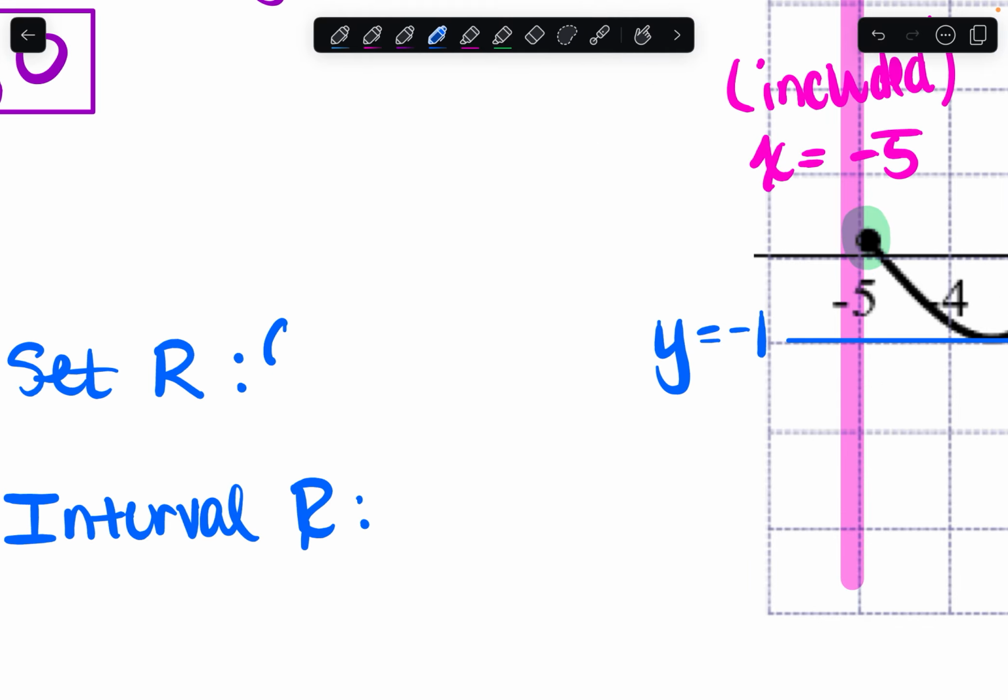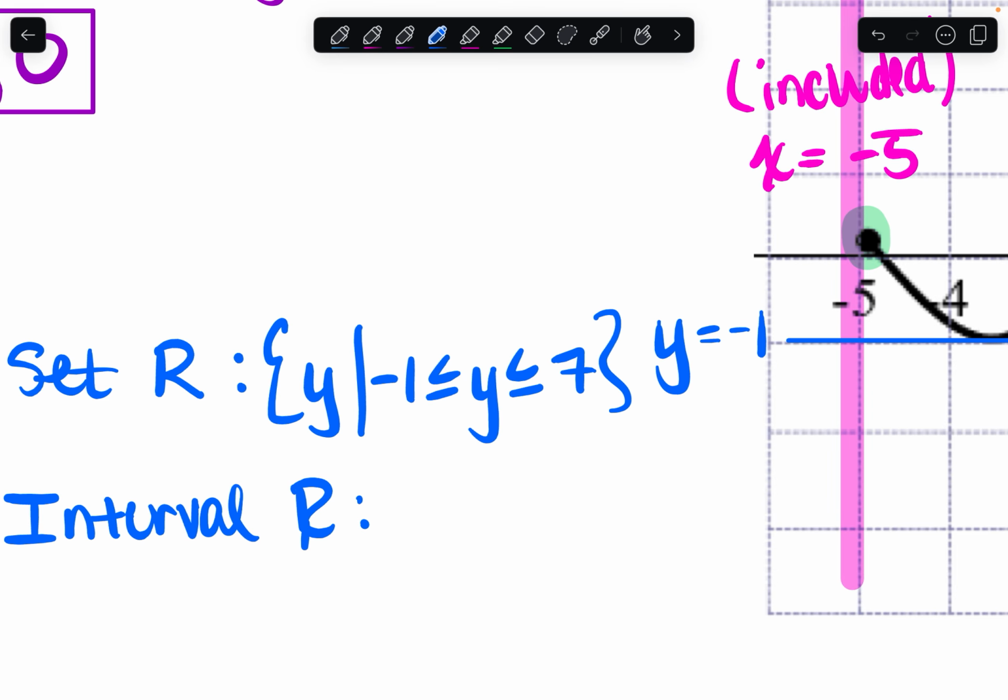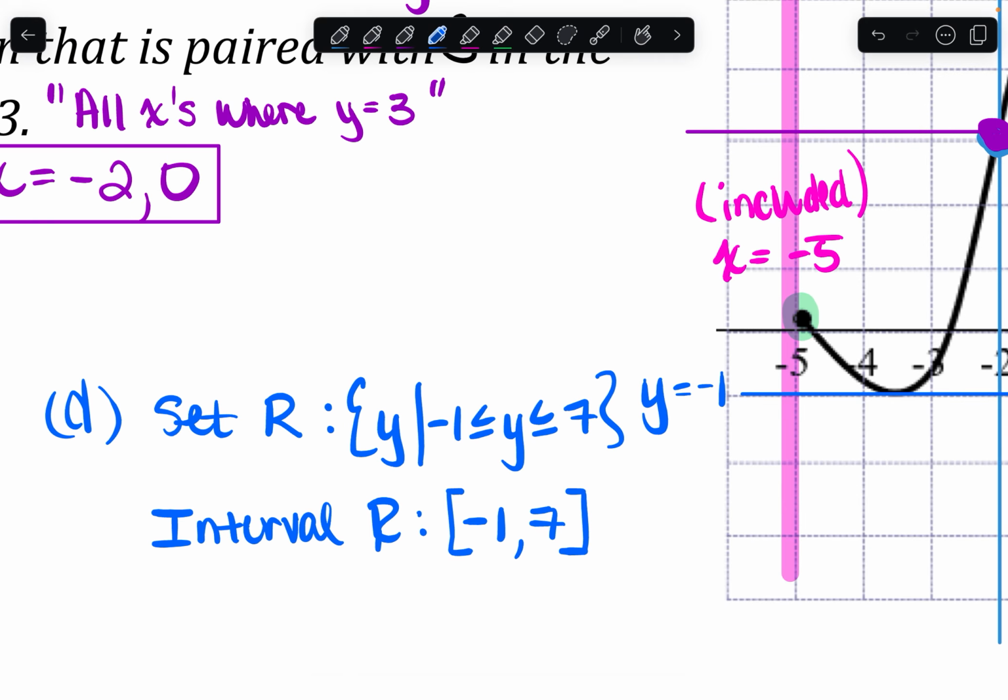So for our range, we're going to open squiggle, y such that, if you want to put f of x such that, you can. It's up to you. -1 less than or equal to y less than or equal to 7. So there's our set notation for our range. All right, interval notation, smallest value left, biggest value right. -1 has a bar, bar means a bracket. 7 is also included, it has a bar, bar means bracket. So there is our range in both notations.